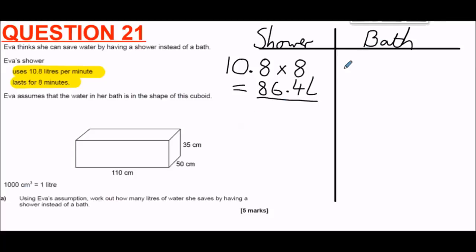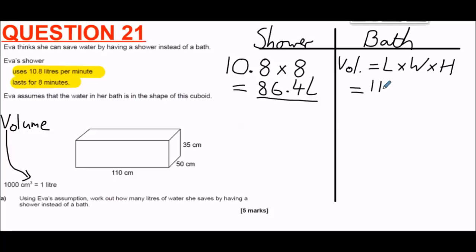Now we can compare that to the bath. So she assumes that the water in her bath is in the shape of this cuboid, which is 110 centimetres long, 50 centimetres wide, 35 centimetres high. And here we have a conversion from cm cubed to litres. Now cm cubed, you should know really that this is a measure of volume. So we need to work out the volume of this cuboid. So the volume of a cuboid is the length multiplied by the width multiplied by the height.